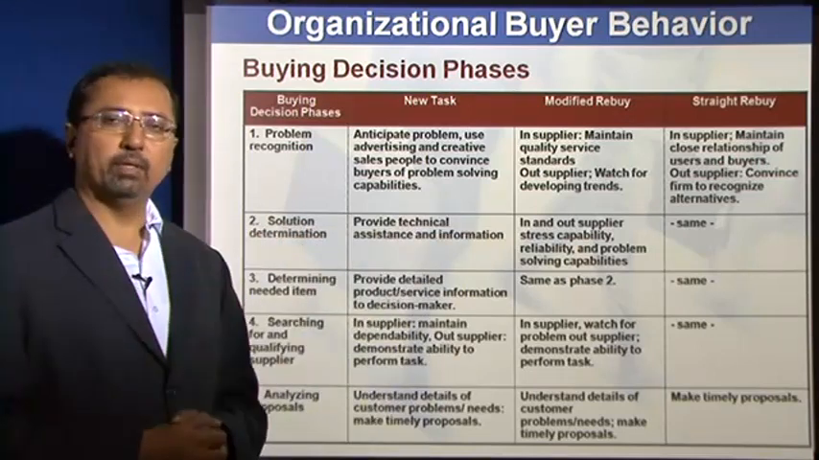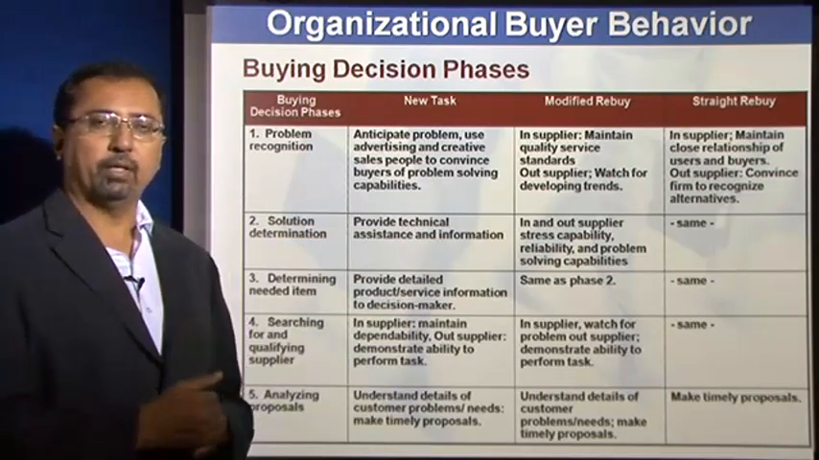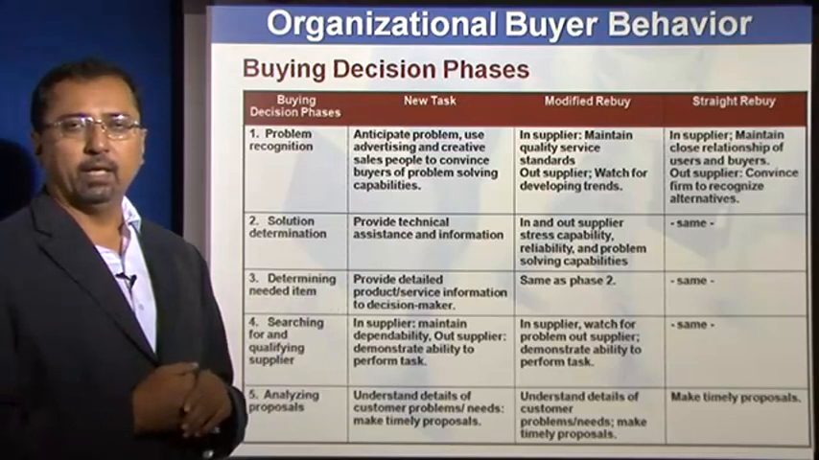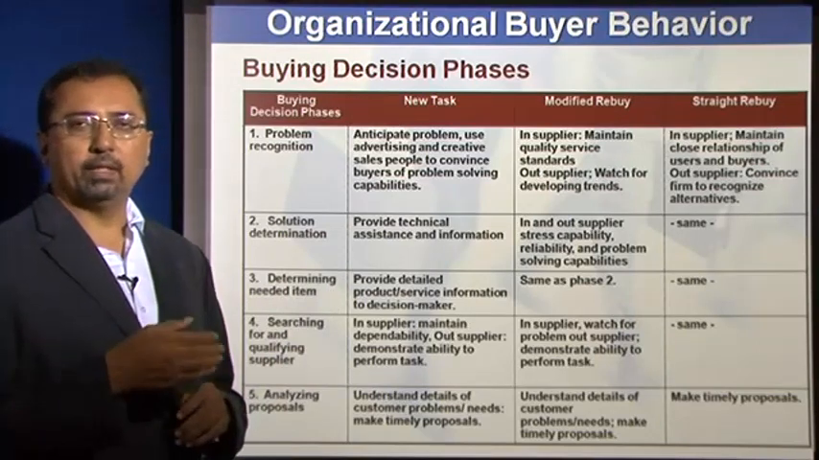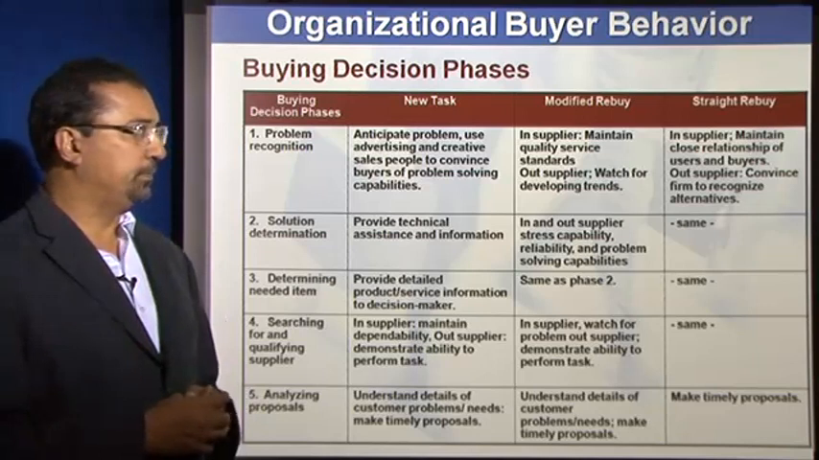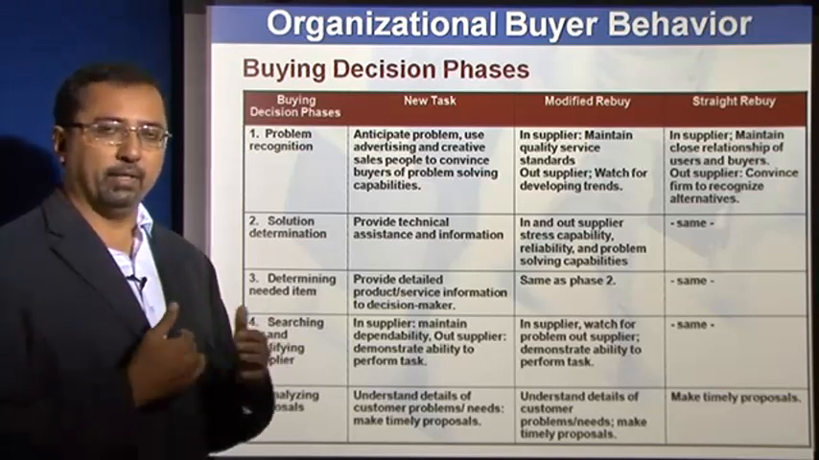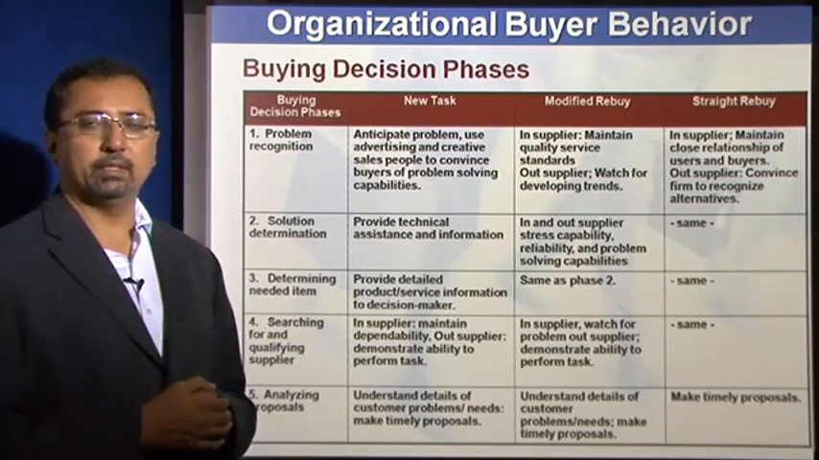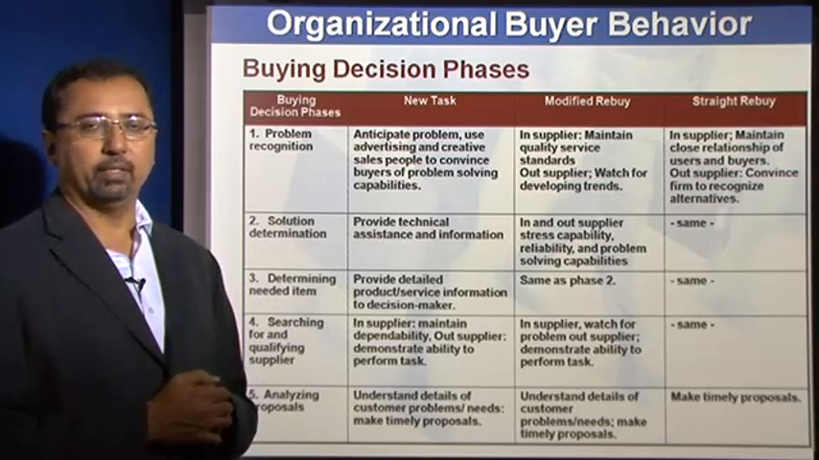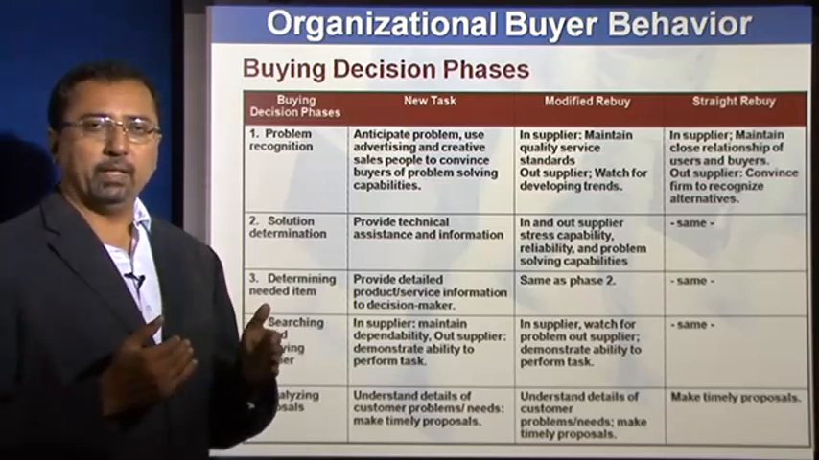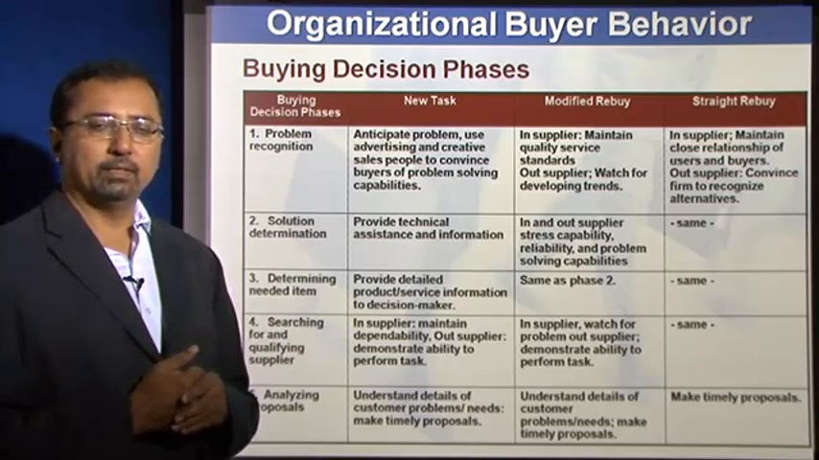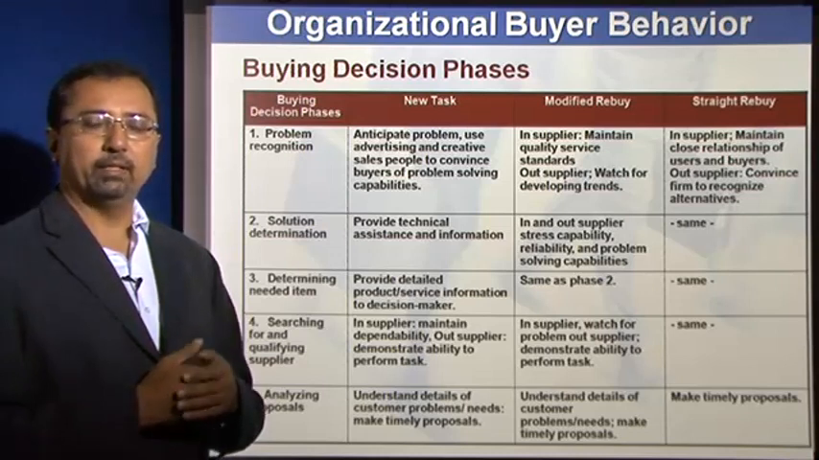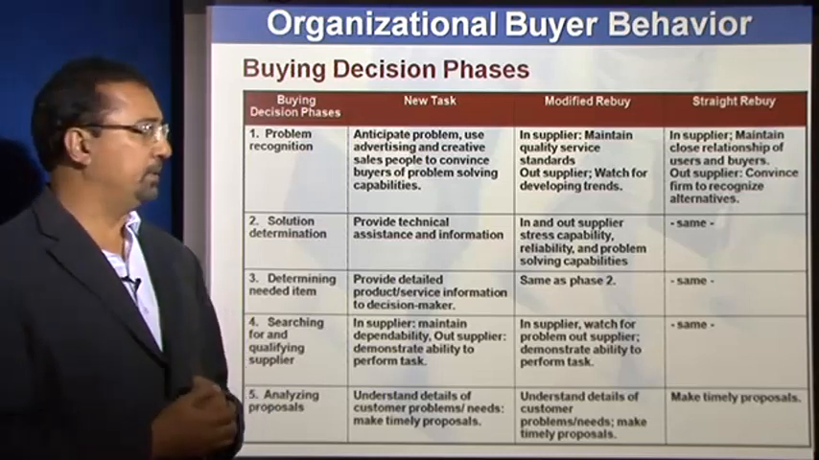When it's a straightforward rebuy, for the supplier who's already in with the customer, his task is to maintain a close relationship with his buyers and make sure that he keeps understanding what their changing problems and needs are. Whereas the supplier who's not in with the customer right now is outside, he needs to convince the firm to recognize that there are alternatives. Sometimes there may be superior alternatives. So many times like I mentioned earlier, it's a long sales cycle. So for both the in-supplier and out-supplier, relationship management is critical in order to either retain the business or in order to win that business.